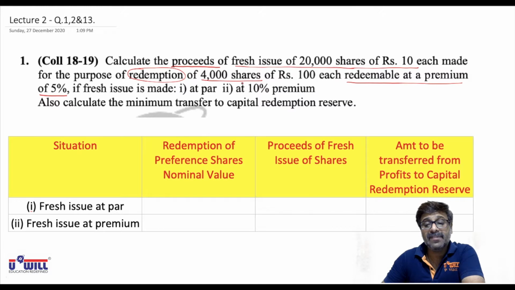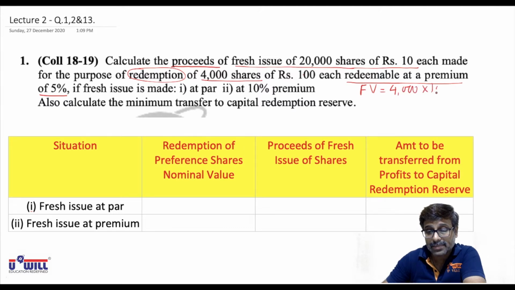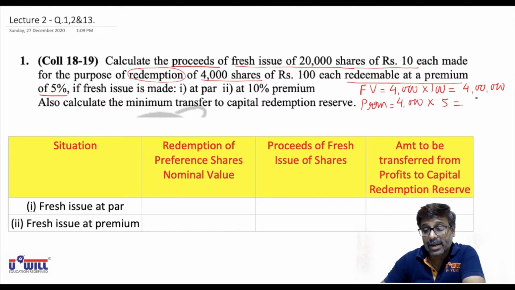Towards the face value, what we have to pay is 4,000 into 100, 4 lakhs. And towards the premium, what we have to pay is 4,000 into 5 rupees, since 100's 5% premium is 5. So 20,000 is what we have to pay towards the premium. This is how the redemption is to be done.